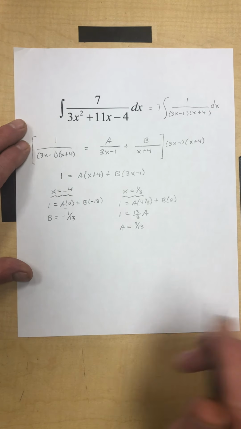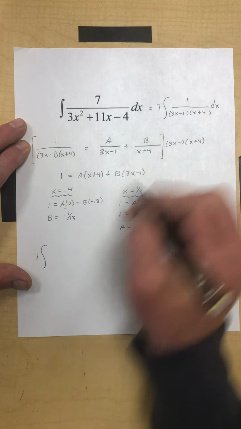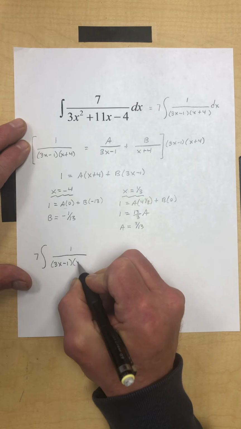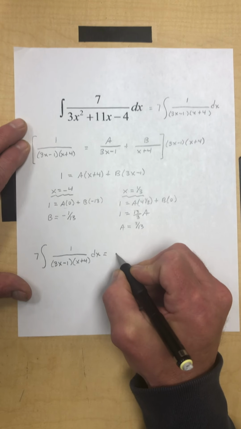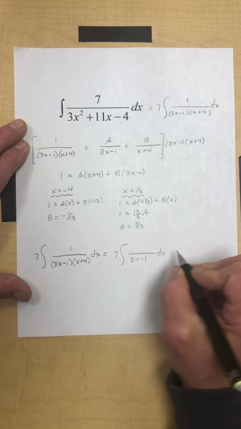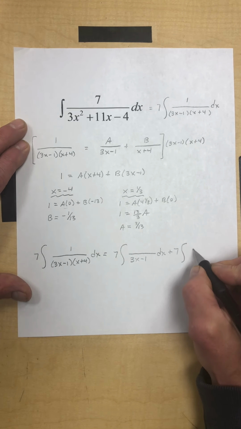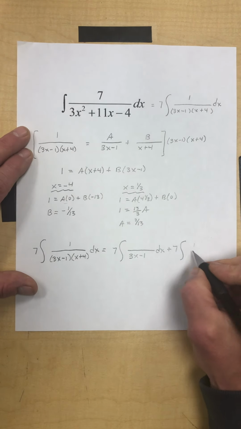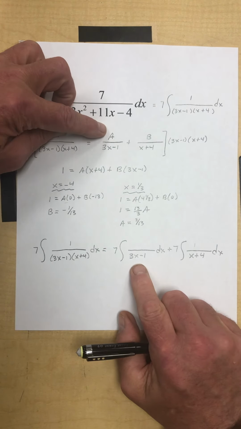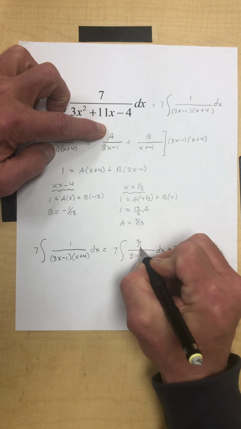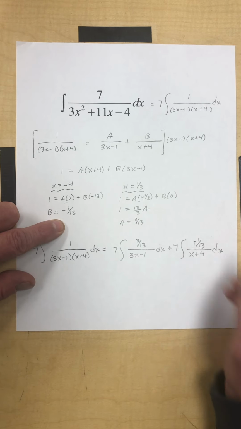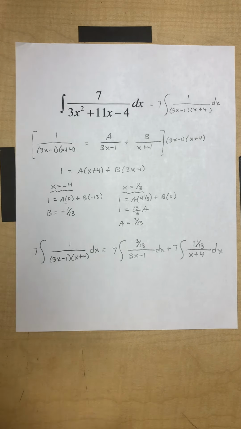Let's see what we can do here. I have 7 times the integral of 1 over 3x minus 1 times x plus 4 dx. That has to be equal to 7 times something over 3x minus 1 dx, plus 7 times something over x plus 4 dx. I put the a with the 3x minus 1, so my a, 3/13, goes here. I put the b with x plus 4, so my b, negative 1/13, goes here.